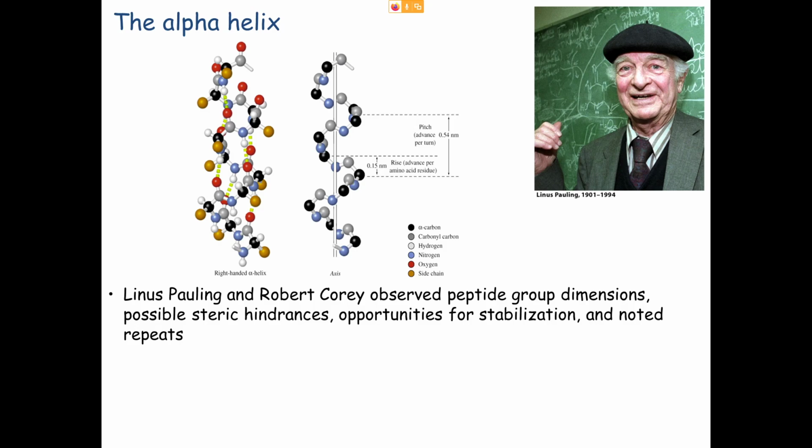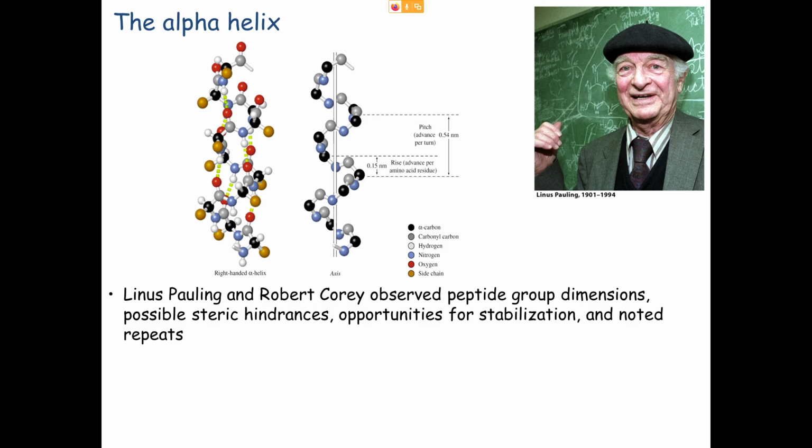I'm not looking for you to do the math here. This isn't a math question. This is a can you set up the problem question. If it takes this far to turn all the way around, and each amino acid rises this far, how can you calculate how many amino acids it takes to turn all the way around? Pitch over rise? Exactly. I take the total distance divided by how far each one moves it, and I get how many it takes.